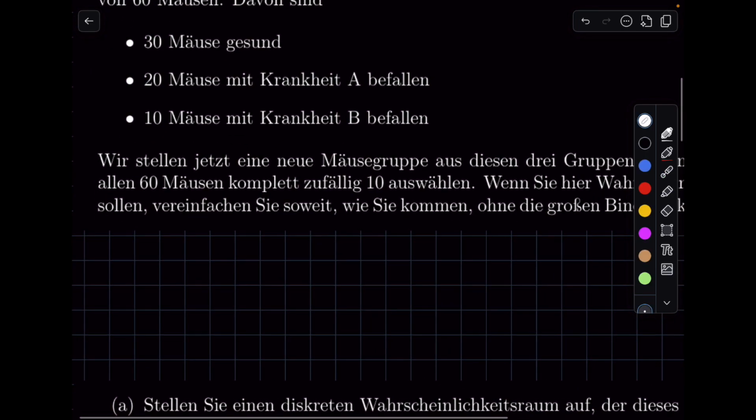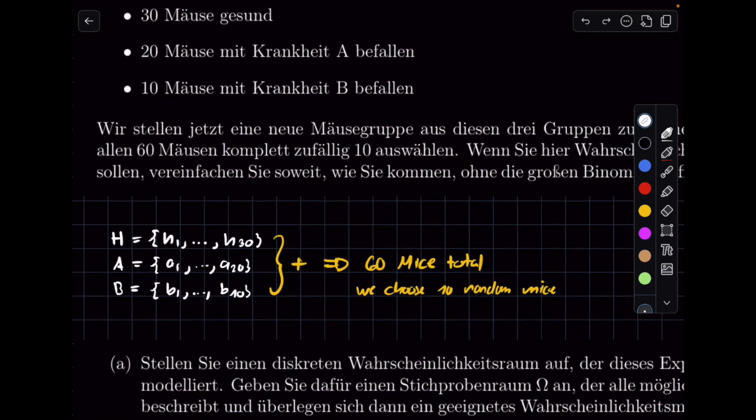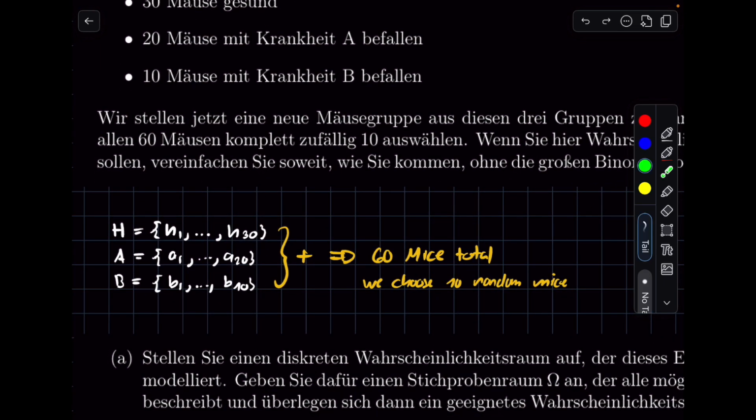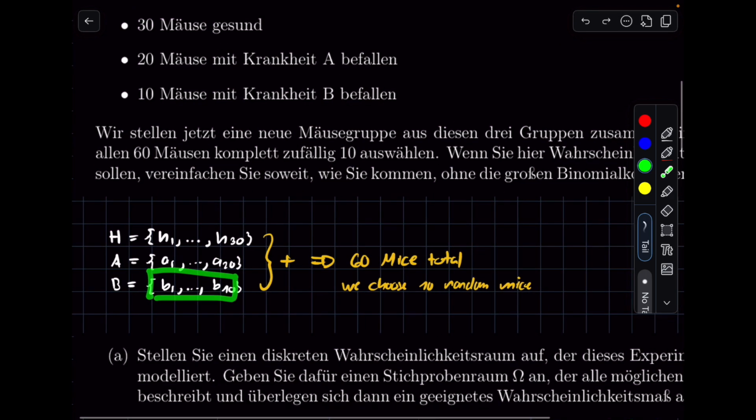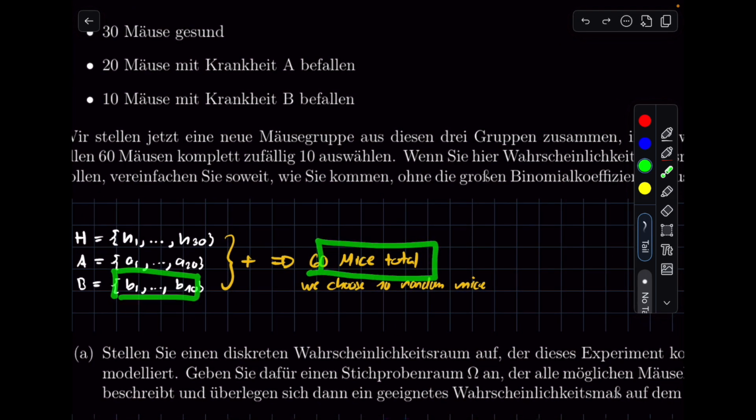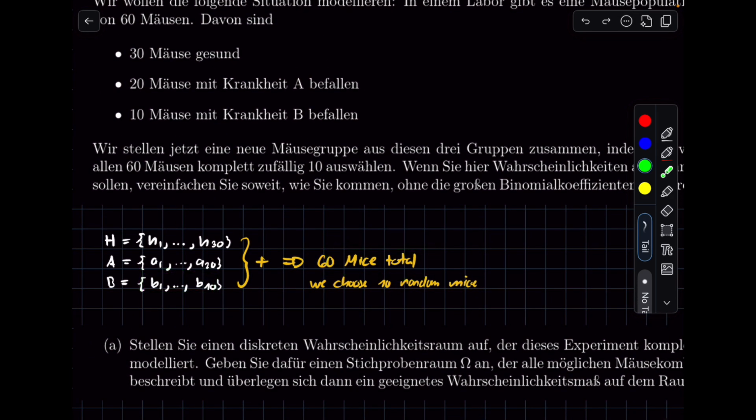So we can denote the following, right? H is for the healthy ones, and we have 30 healthy mice. A is for the ones with sickness A, from A1 to A20, and B is the same thing, but for B10. So we have 60 mice total, and then they tell us that we select 10 random mice. So from 60 mice total, we choose 10 random mice.